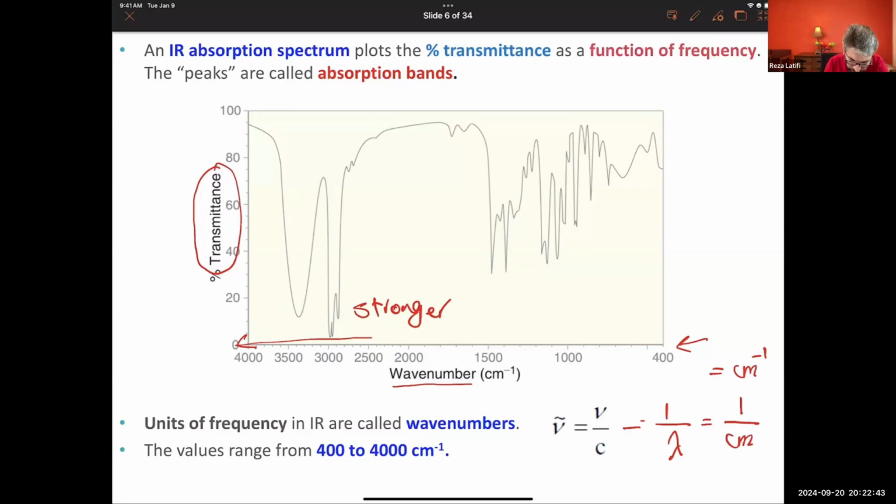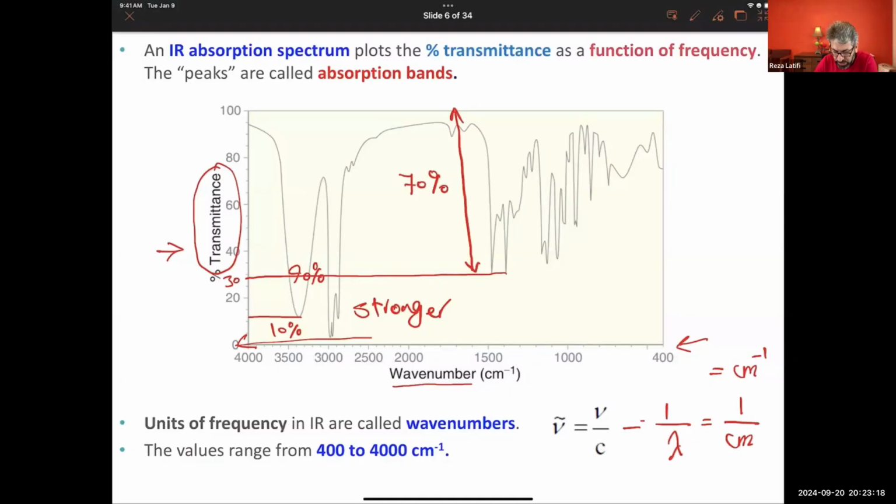Next, what's the meaning of this? This one is showing me that almost 90% of the light got absorbed. Only 10% of it is passing. And how about here? If I connect this one to that line, that's around, let's say 30. So it's telling me that 70% of the light that we send to the molecule got absorbed, and only 30% of it is passing.